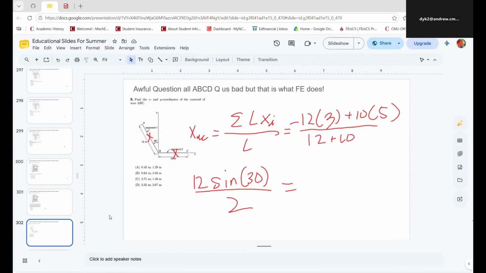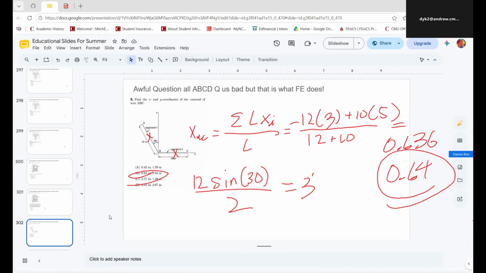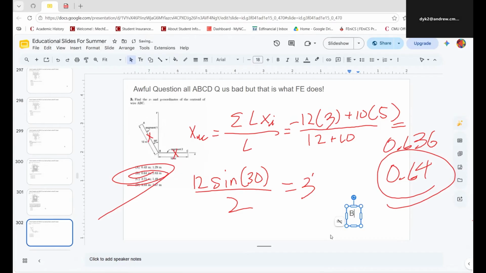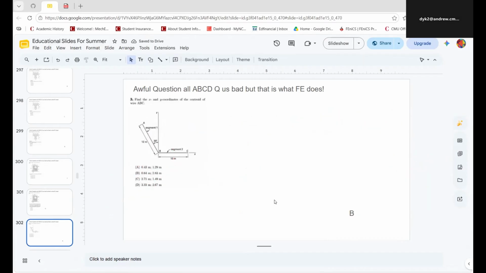I don't understand why it's not matching. Oh, it does. It is B. I got 3.636 something, and I was like, none of them match, but 0.64 is rounded up again. So it's B. I'd say none of this makes sense, but yeah, it does make sense. It's just rounded up. Okay, we do the next one.